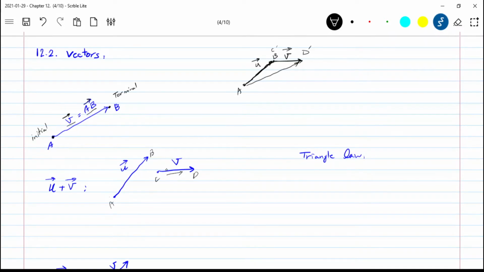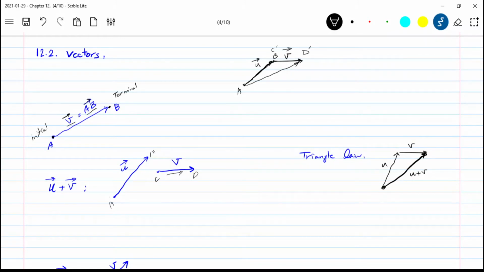So if you have 2 vectors, the triangle law says just draw those 2 vectors parallel. This is parallel to U, this is parallel to V, exactly the same length. So connecting those 2, this would be U plus V. If you start from here, go there, then go there, what you end up with is basically starting from this point, ending up at that terminal point.